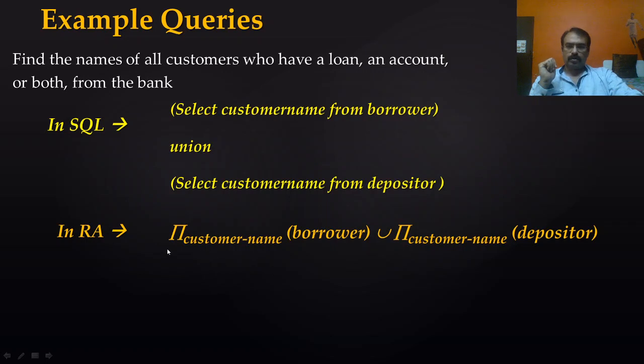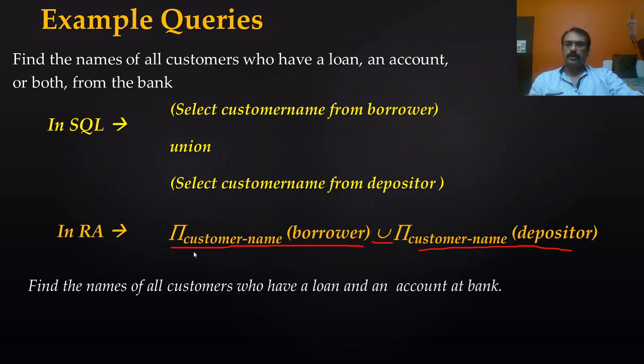Okay. So the first will return all the customers who have a loan. This will return those who have an account, and union will return the common ones also. So the union operation can be performed.